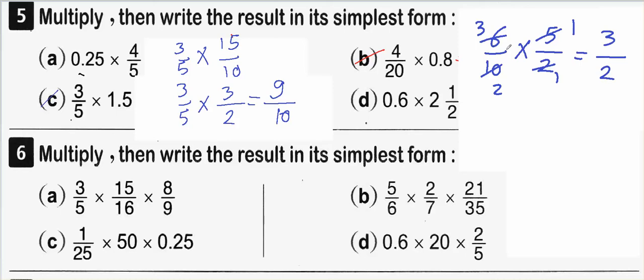Or we can simplify the first fraction, 6 over 10, divided by 2 up and down. 6 divided by 2 is 3, 10 divided by 2 equals 5. The second, 5 over 2. 5 divided by 5 equals 1. We have 3 over 2, the same result.